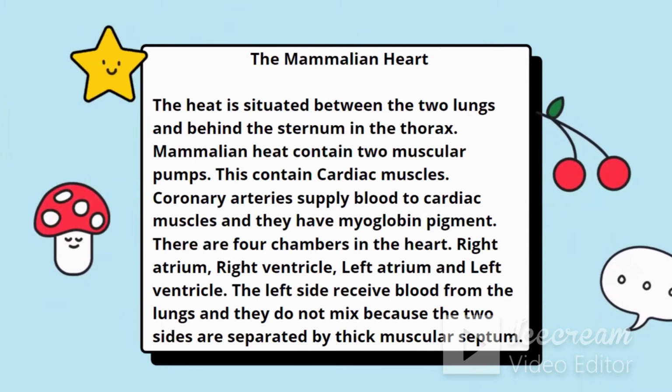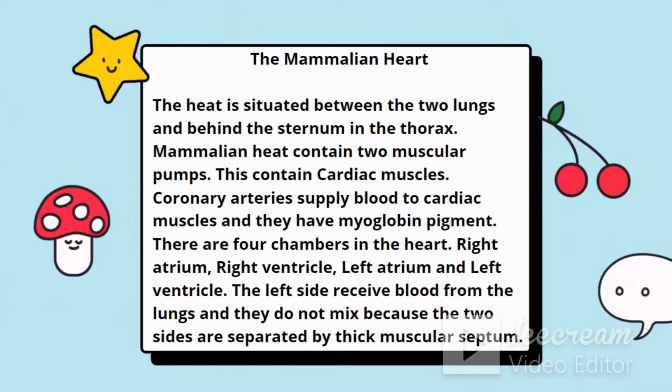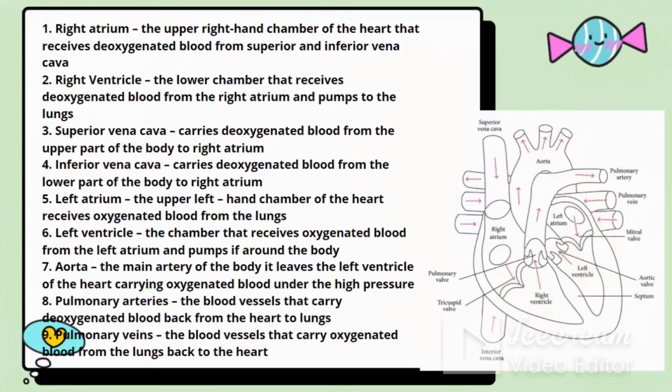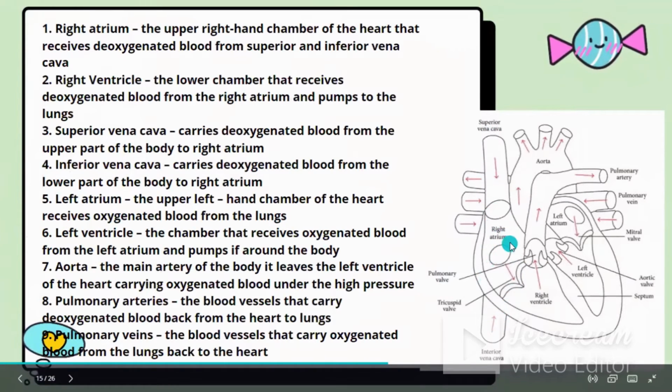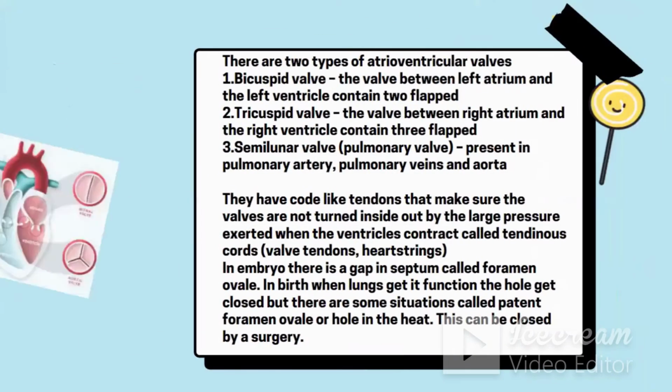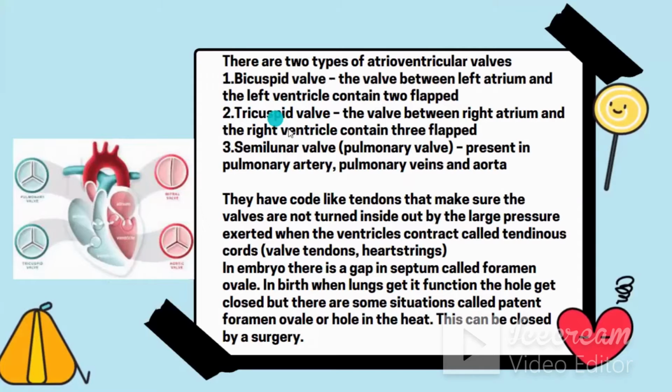The upper part is the right atrium, the upper chamber. The superior and inferior vena cava open to the right atrium. After that, we have the right ventricle. The right ventricle receives deoxygenated blood from the right atrium, and between the right atrium and ventricle we have a valve called the tricuspid valve. Then the right ventricle opens to the pulmonary artery. The pulmonary artery carries deoxygenated blood to the lungs. At the starting point of the pulmonary artery, we have a valve called the semilunar valve.